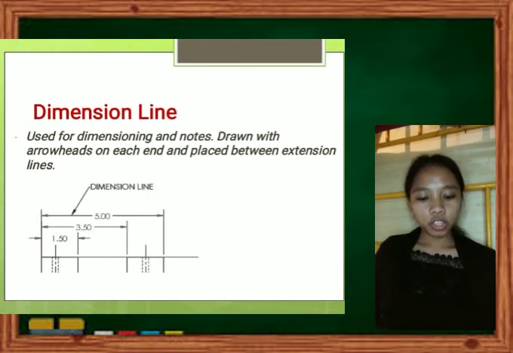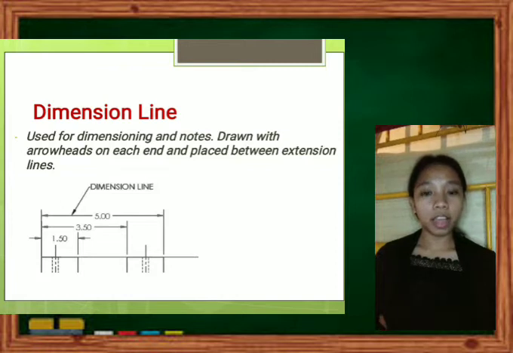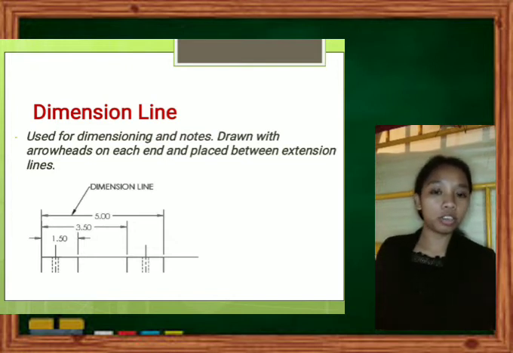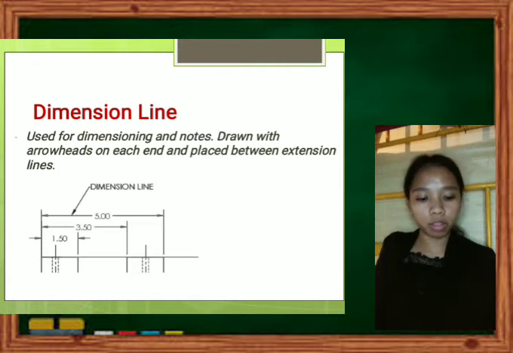Next is the dimension line. This line is used for dimensioning and notes, drawn with arrowheads on each end and placed between extension lines. As you can see on the illustration, there are these lines drawn with arrowheads on each end and placed between extension lines. And that's what we call dimension line. The purpose of the dimension line is to know the measurement of an object in a drawing.